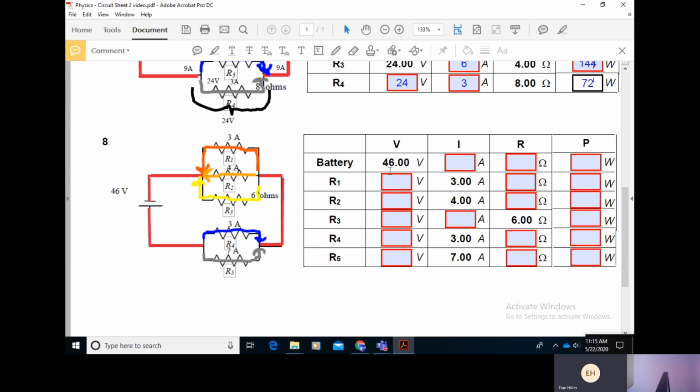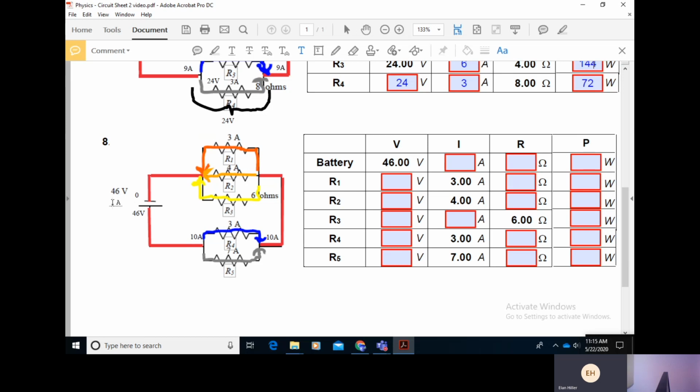The difference is this time we are given a battery voltage of 46 volts on the positive side, 0 volts on the negative side. We know nothing else about voltage, but we do know a lot of current. Across R4 and R5, down at the bottom here, we know 3 amps of current goes across the blue pathway and 7 amps goes across the gray pathway. That must mean there are 10 total amps of current that come back together. It must mean that you started with 10 total amps of current to begin with.